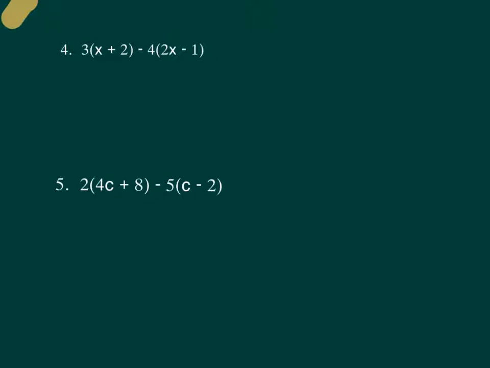All right, so this one has some distributive property and some combining like terms. The 3 is outside the parentheses, so I'm going to have to distribute it to the x. So 3 times x is 3x, and then 3 times 2 is 6.